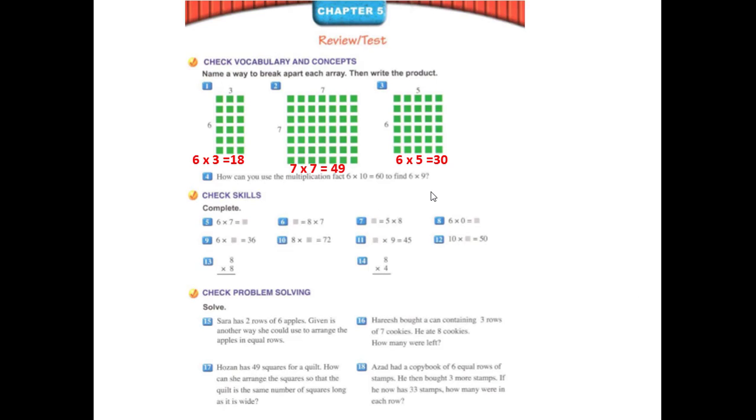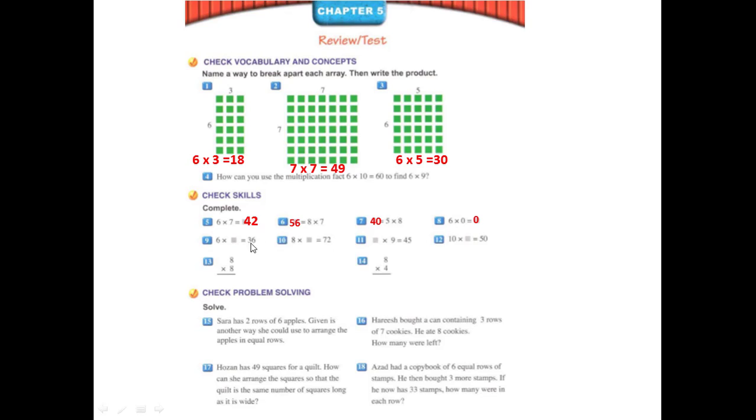Okay, guys, now we have review chapter. Again, you have erase. 6 times 3 is equals to what? Is equals to 18. 7 times 7 is equals to 49. 6 times 5 is equals to 30. Now, 6 times 7 is equals to 42. 8 times 7 is equals to 56. 5 times 8 is equals to 40. 6 times 0 is equals to 0.